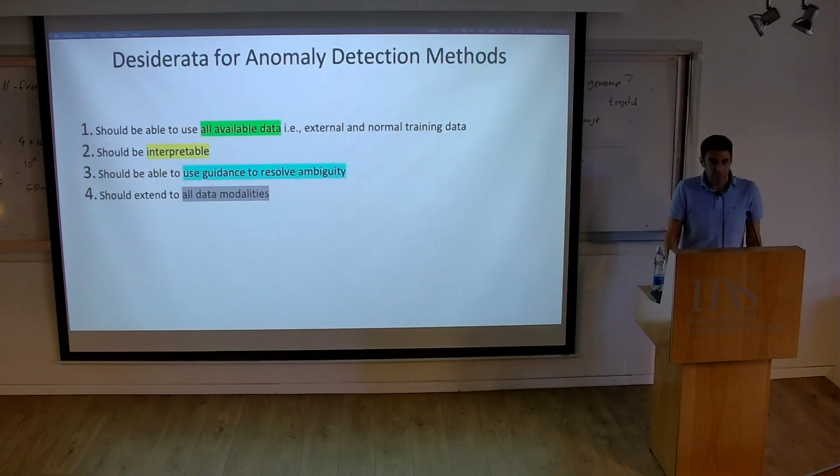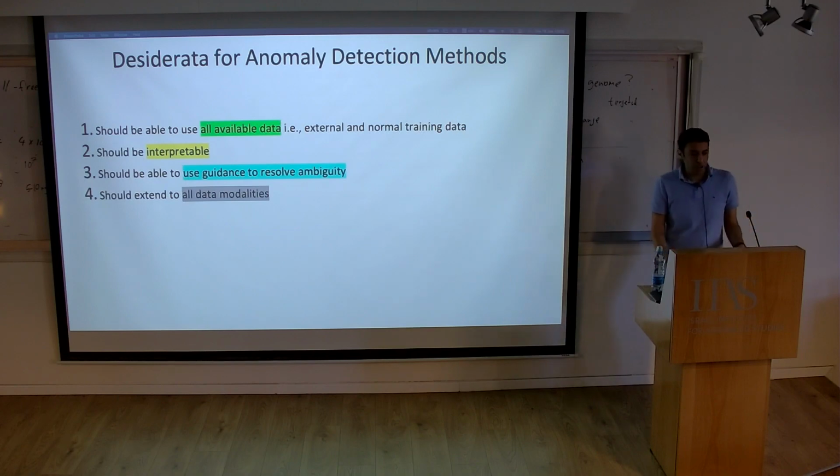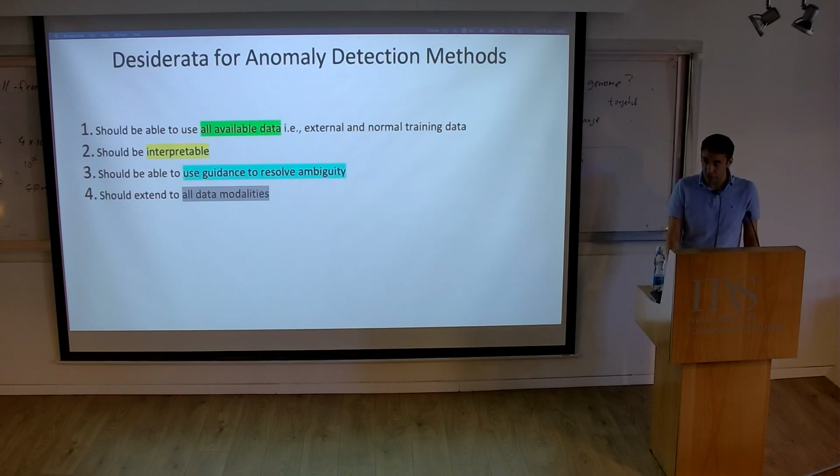Okay, so in the remaining half an hour, I wanted to talk about the limitations of existing anomaly detection approaches and the desiderata for what we actually want in anomaly detection methods. So there are 4 desiderata that I formulated. The first one is that anomaly detection methods should be able to use all the available data.